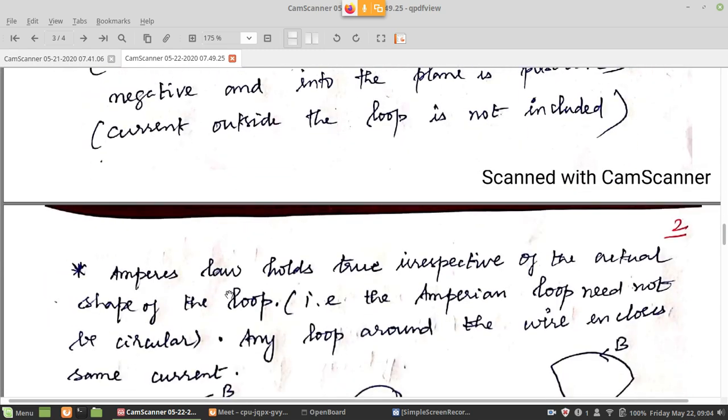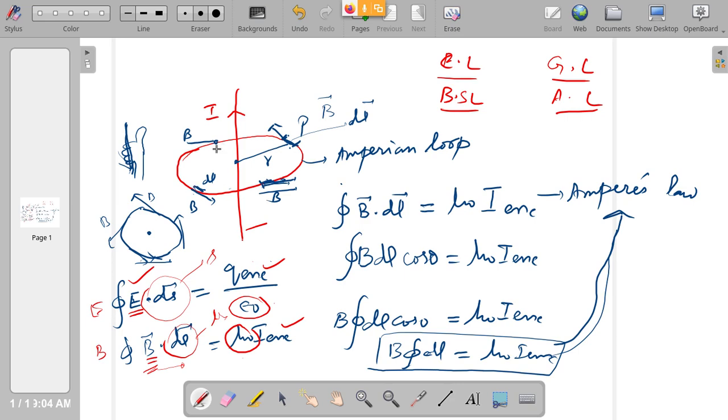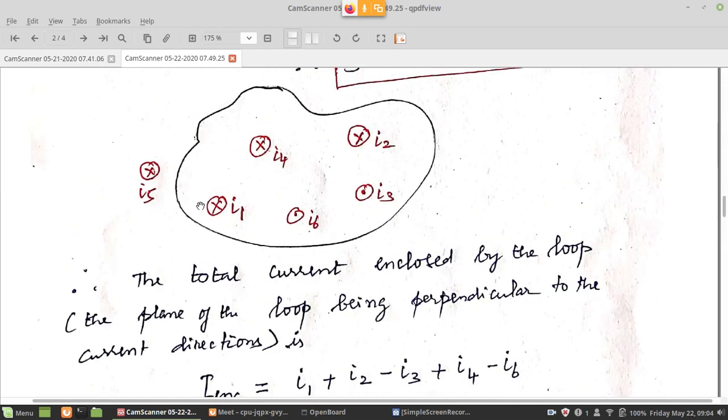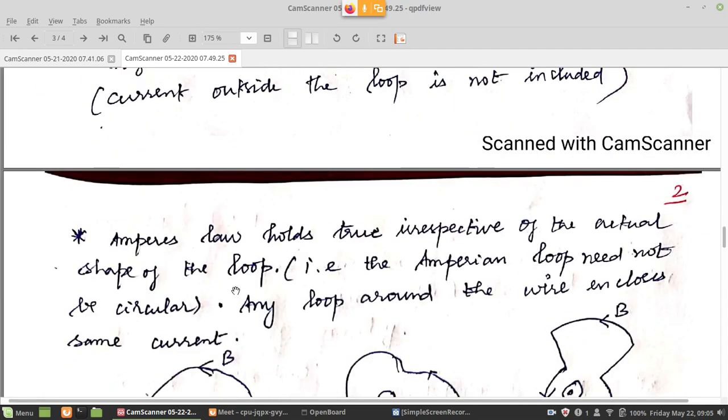So Ampere's law therefore holds true irrespective of the actual shape of the loop, because earlier I told it is a circular loop, and again I am showing an irregular loop here. So it does not matter which loop we are taking, what the actual shape of the loop is. We have to be able to integrate around that loop. If you are able to integrate B dot dl around the loop, then you will get the magnetic field. The actual shape of the loop does not matter.